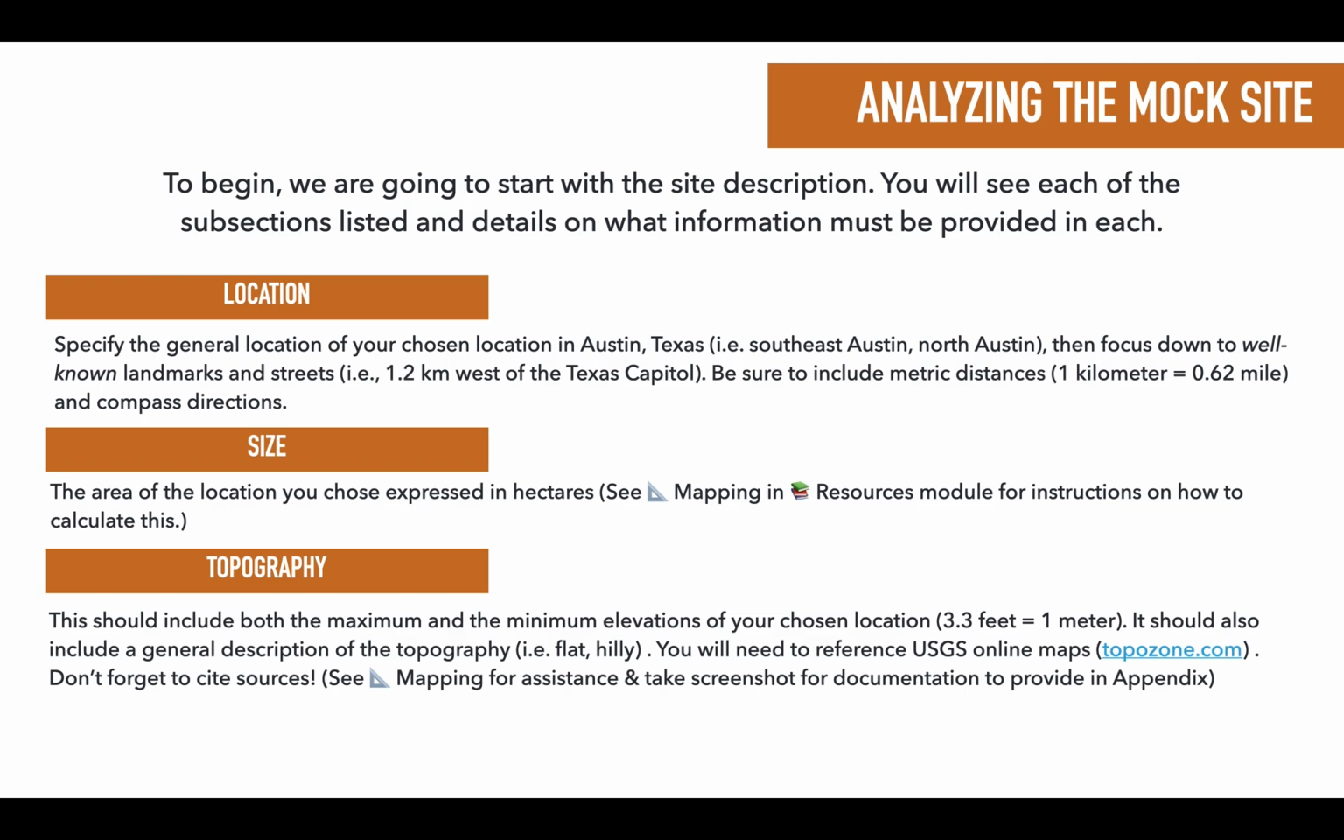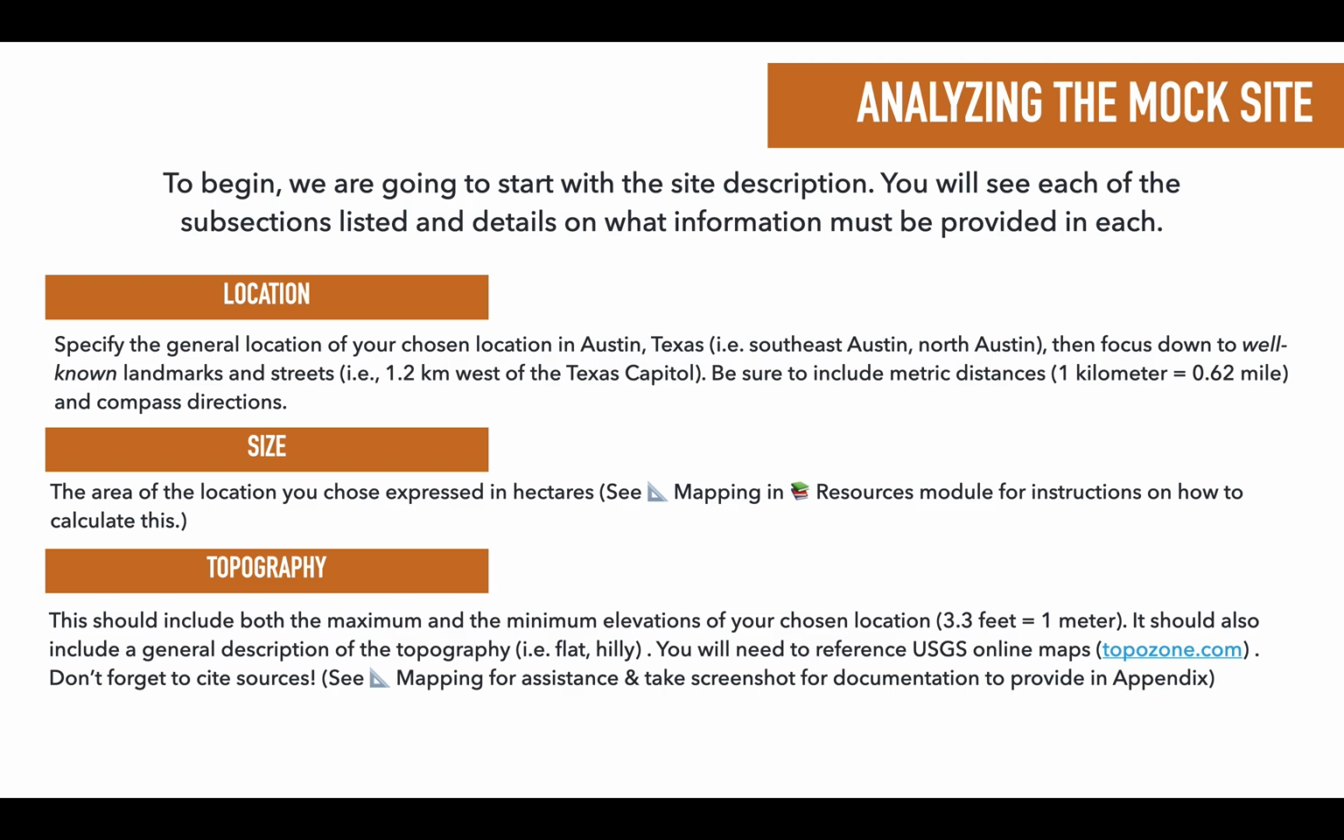Topography. Now, there are a few ways for you to analyze the topography. The site that I'm going to recommend is TopoZone, which you can just Google Austin, Texas, and it'll pull up a relatively easy map to follow. If you need help with it, of course, reach out and I'm happy to.